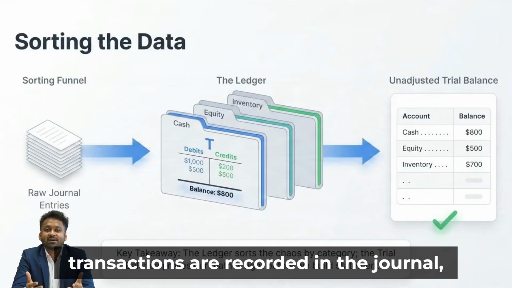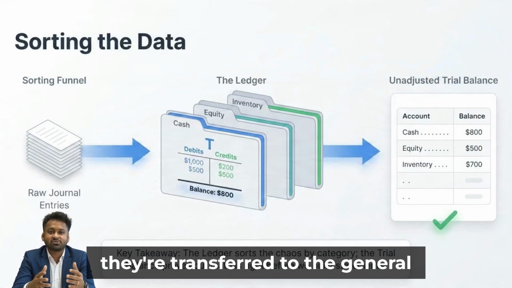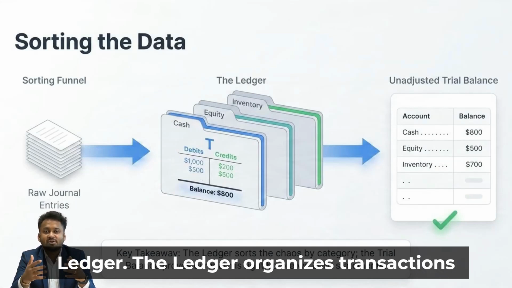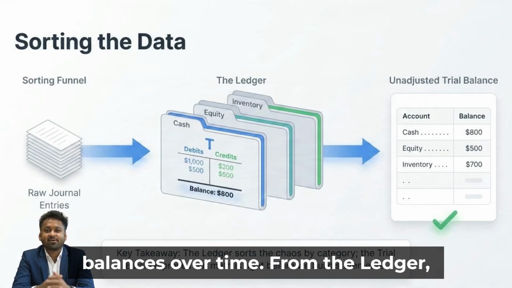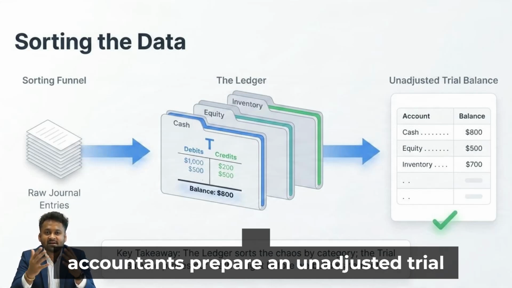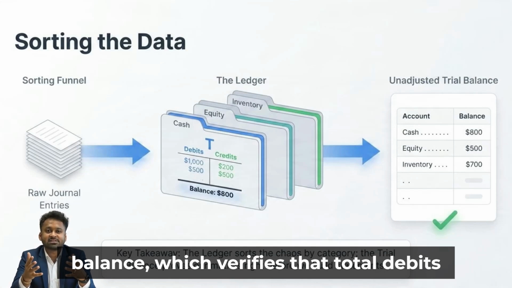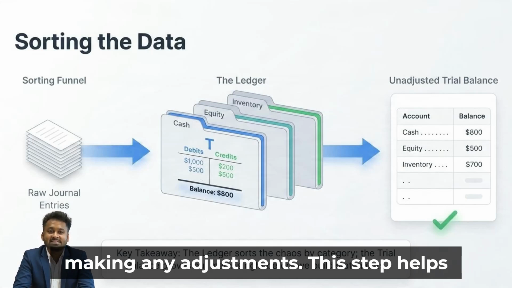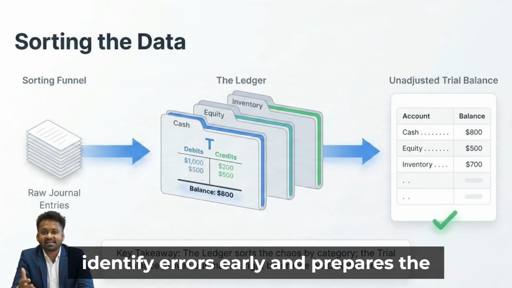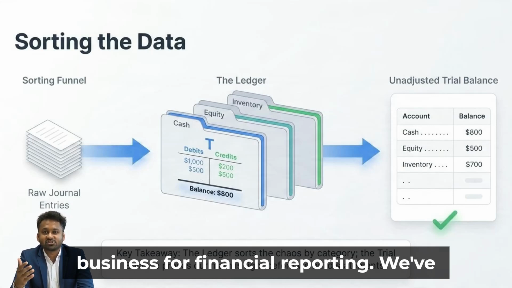Once transactions are recorded in the journal, they're transferred to the general ledger. The ledger organizes transactions by account, allowing businesses to track balances over time. From the ledger, accountants prepare an unadjusted trial balance, which verifies that total debits and total credits are still equal before making any adjustments. This step helps identify errors early and prepares the business for financial reporting.